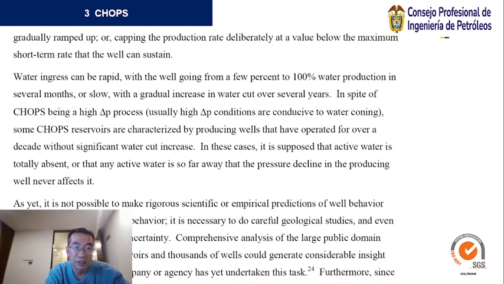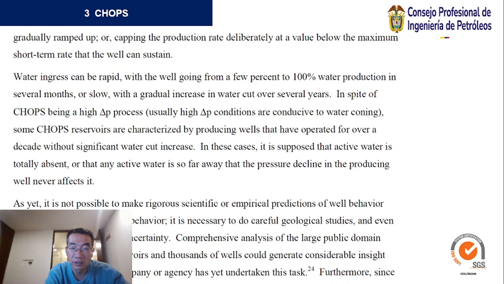As yet, it is not possible to make rigorous scientific or empirical predictions of well behavior with respect to water ingress. It is necessary to do careful geological studies. Even then, there is a great deal of uncertainty.